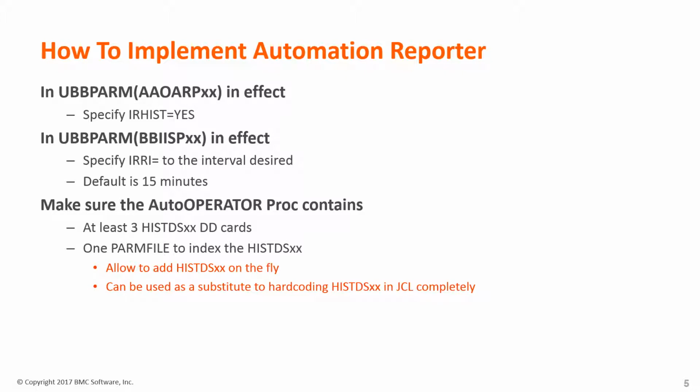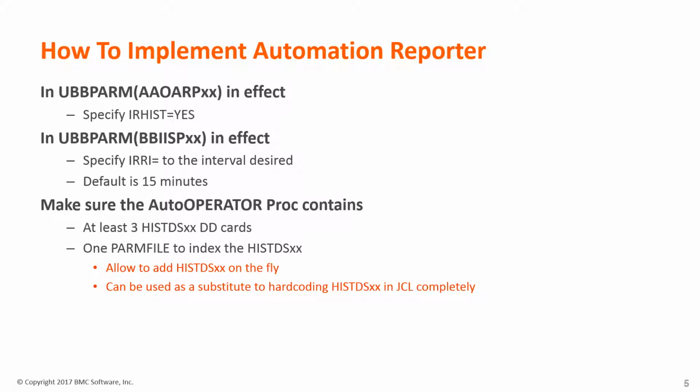To implement Automation Reporter, there are three things that need to be done. In the UBB parm library, we need to update two parm members. The first is AAOARPXX, and there we need to specify IRHIST equals YES. In the UBB parm BBI ISP XX member, we need to be sure we have an interval value specified there. The parameter is IRRI, and the default value is 15 minutes, which is probably what you're going to want to use in most instances.